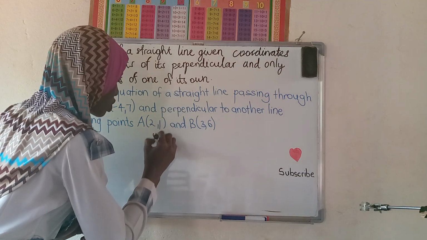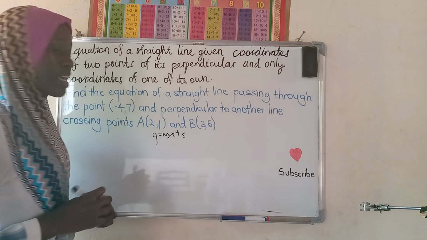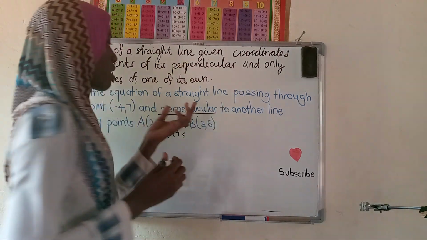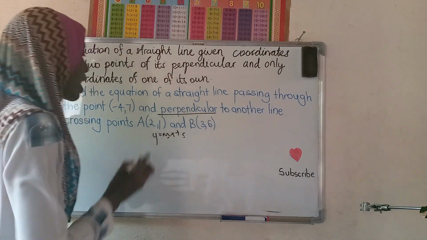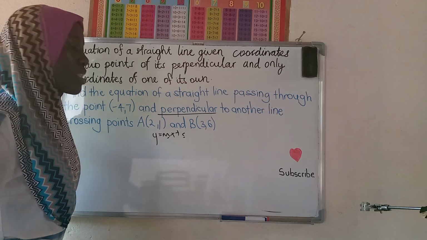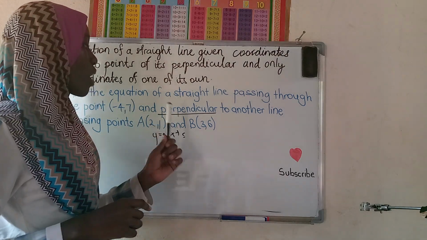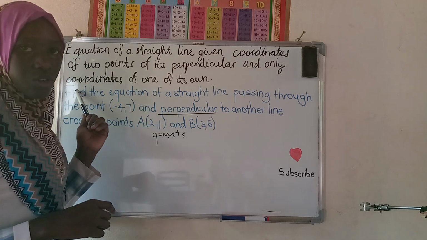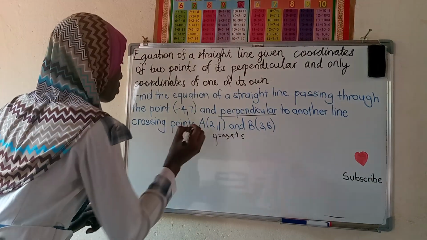We have our expression y equals mx plus c, but we don't have the gradient and neither do we have the y-intercept. But we have a hint. They have told us that this line we are trying to find is perpendicular to another line whose points have been given. In our previous segment, we talked about perpendicular gradient, whereby if we get the gradient of its perpendicular, we can get the gradient of this line. So let's first get the gradient of this line, the perpendicular line.